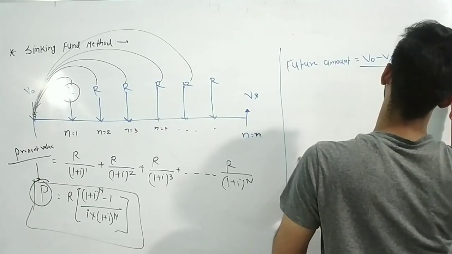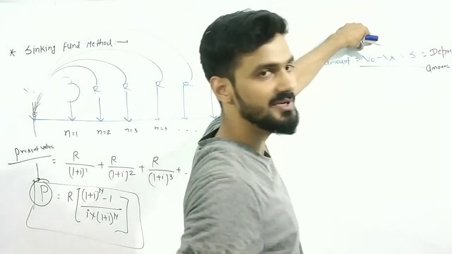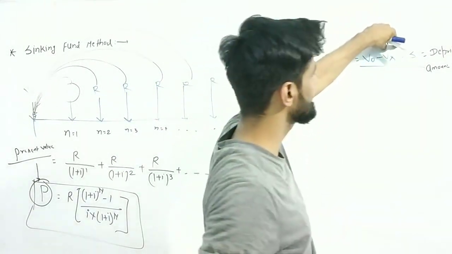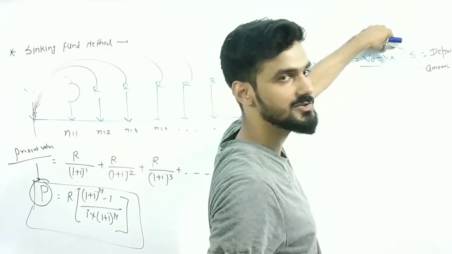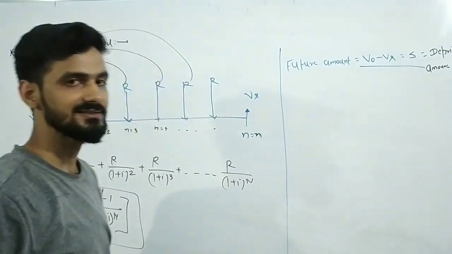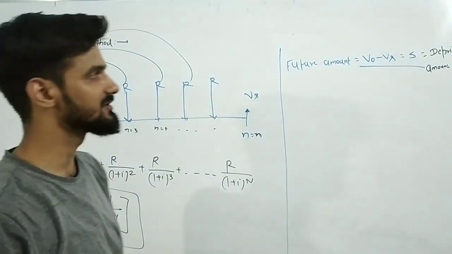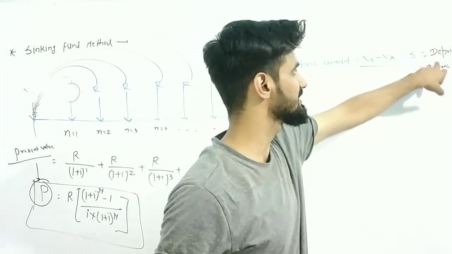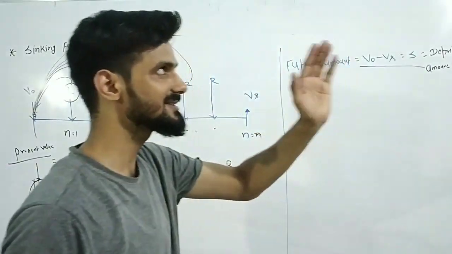Depreciated amount. Why? Because you have invested V0 rupees here at t equals 0, and you are getting Vs rupees at t equals n. Then that much amount of value you are getting less. That is the depreciated amount. So that's why this is S. That will be the depreciated amount, and you are getting these things in the future.